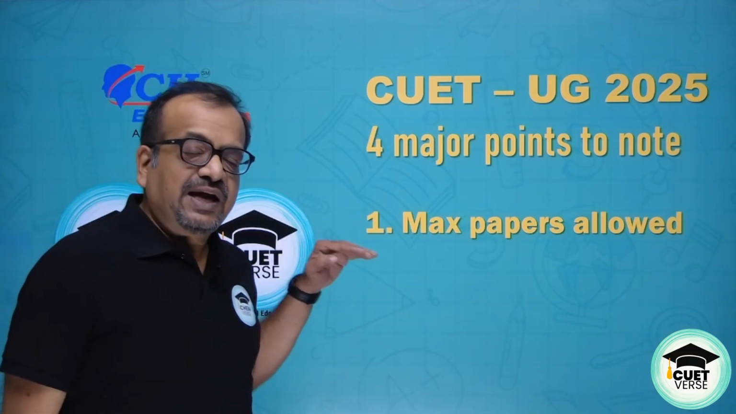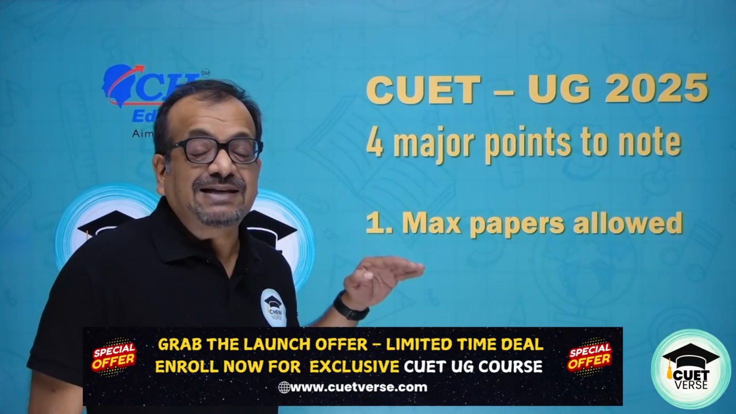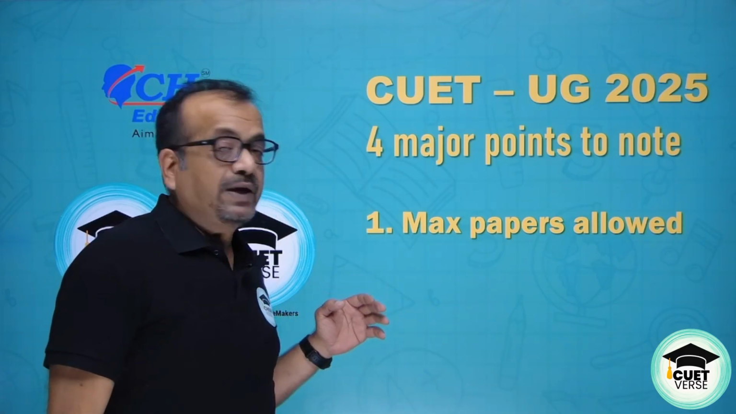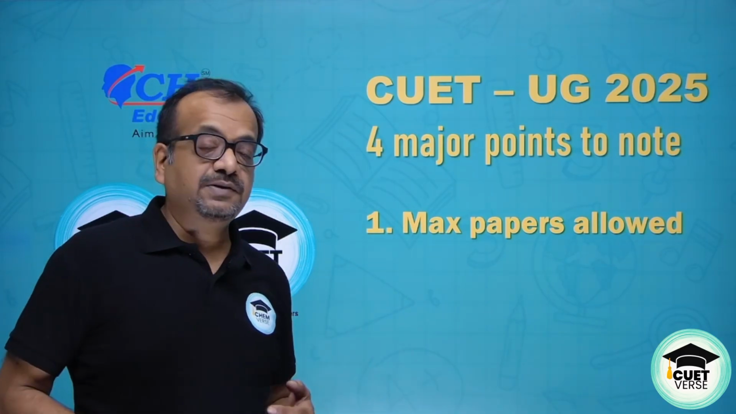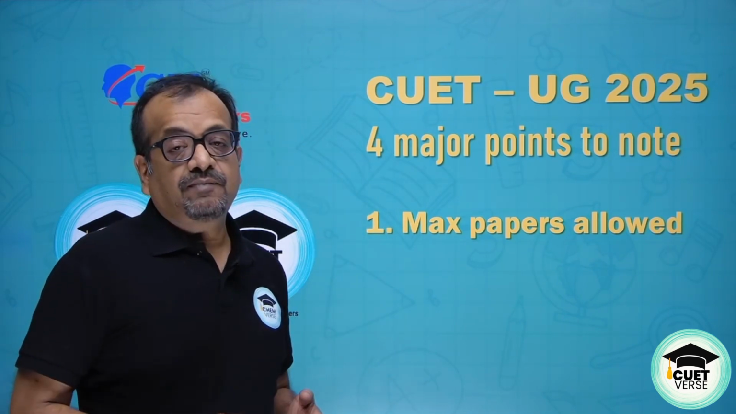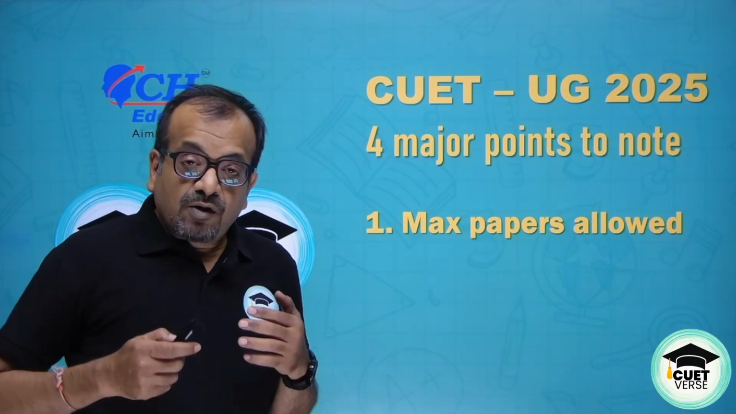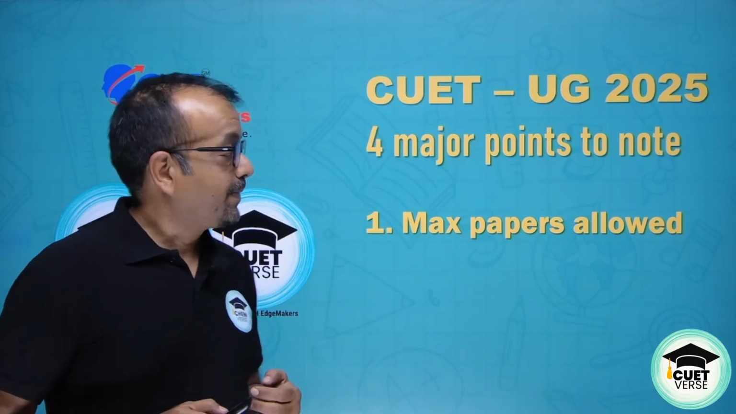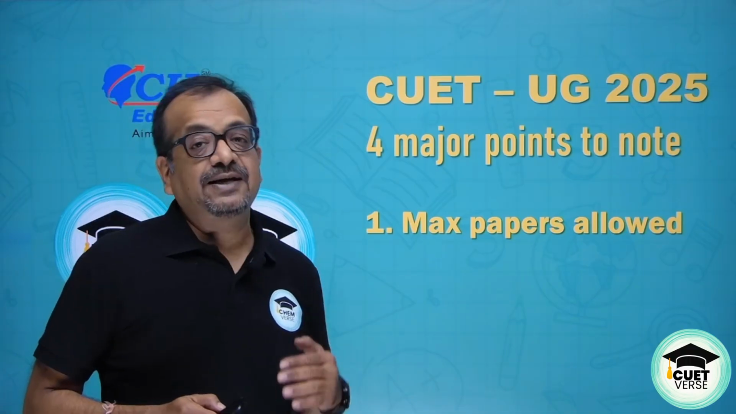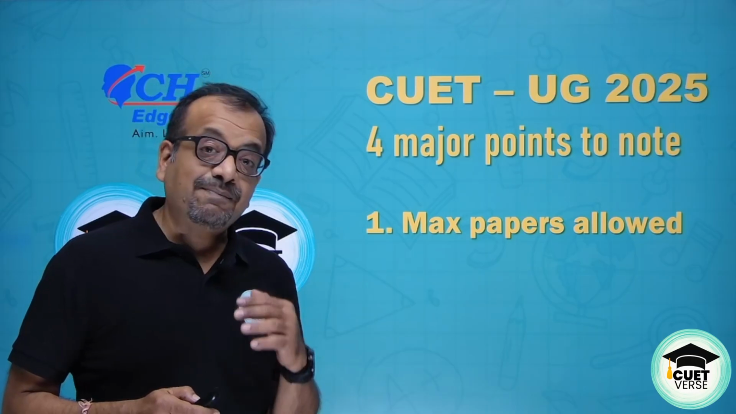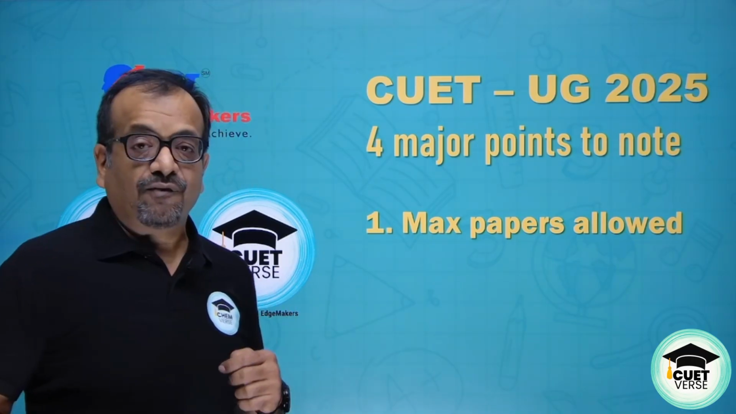The first change is the maximum number of papers that are allowed. You are all aware that CUET UG has multiple papers from the language section and from the domain section. There has always been a limit to the maximum number of papers one can appear in. This year, that limit has been changed. We'll see what the new limit is and what the implications are for every student.